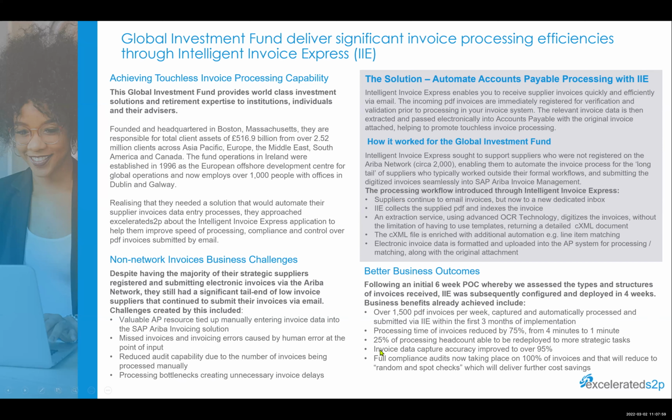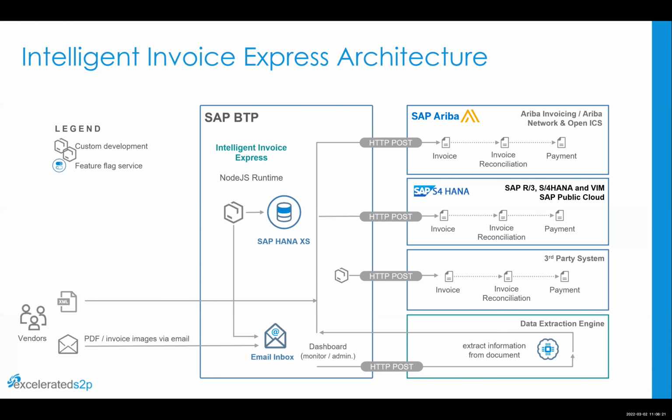And then if we look at some other notable items: 25% reduction in headcount, improving data accuracy. Again, this is all about using a good data extraction engine, and then you get good results. So they've got over 95%; well, technically, when we last looked at them, it was 98%.